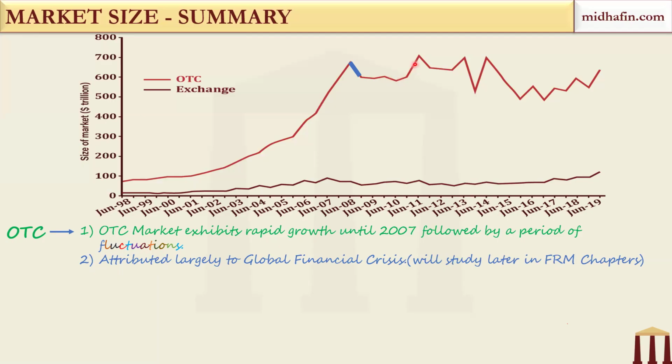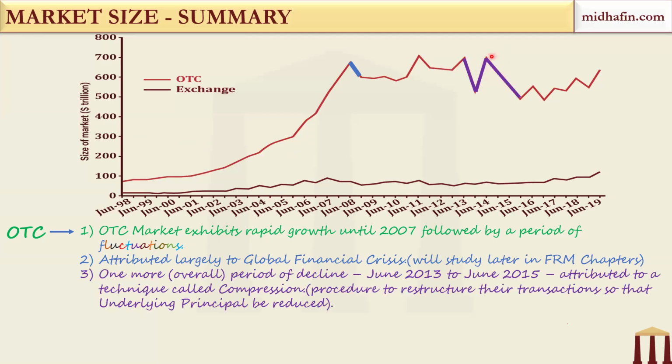Then after the crisis, steadily after the new acts and everything, they start to come up. They again start to increase. But then there are again some major periods of ups and downs, mostly this part, this purple part, which we have highlighted over here. So there's one more overall period of decline, because again there's a decline, then up, then decline. If you look from this point to this point, overall there's a decline, June 2013 to June 2015.